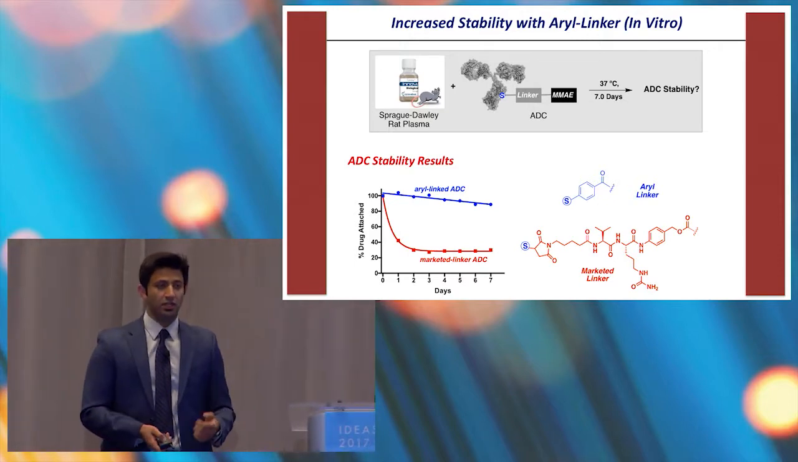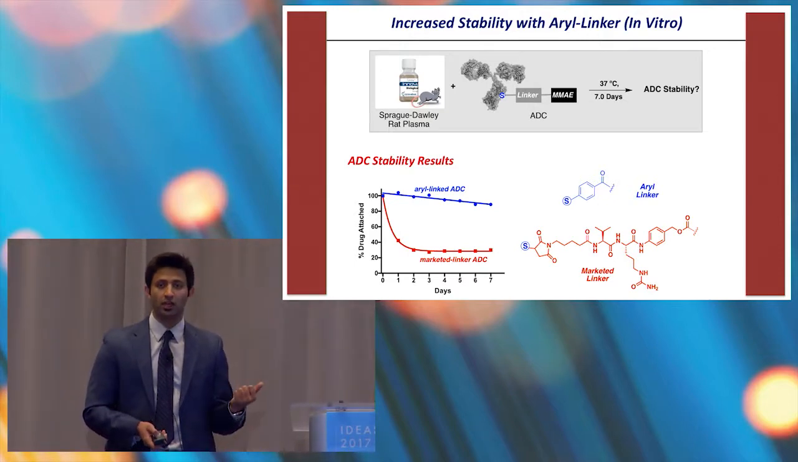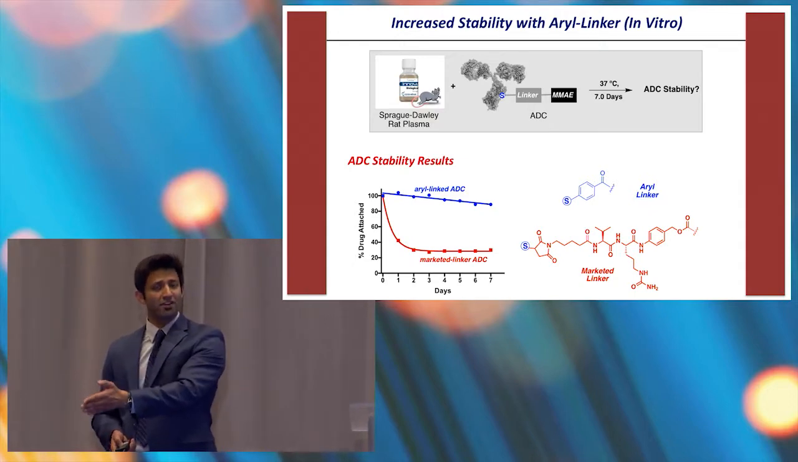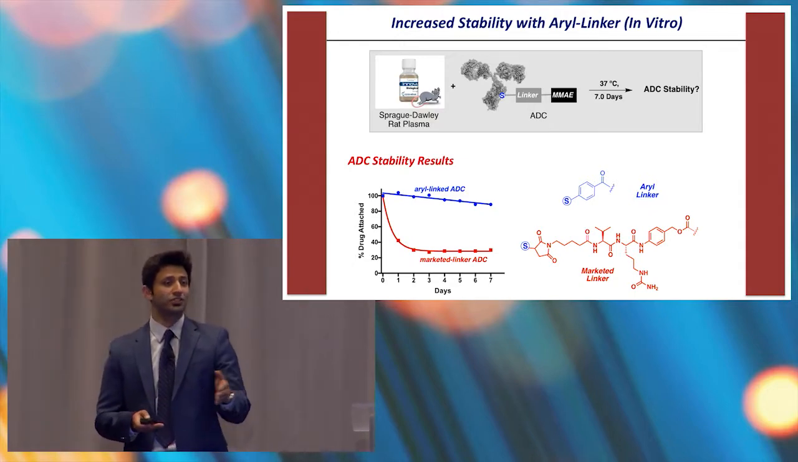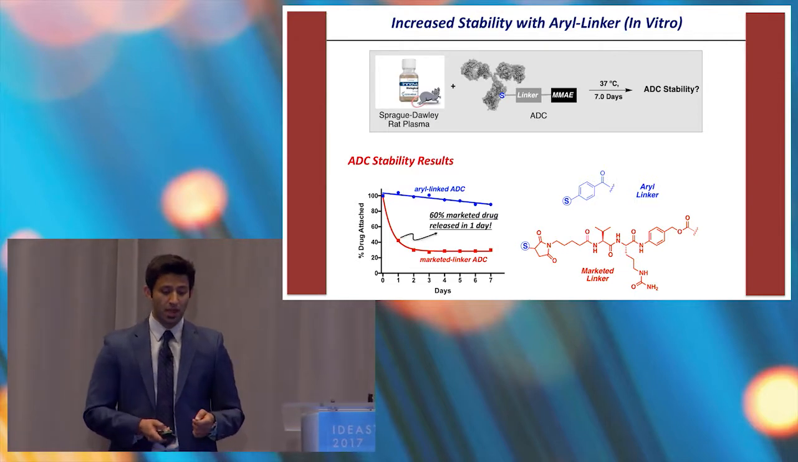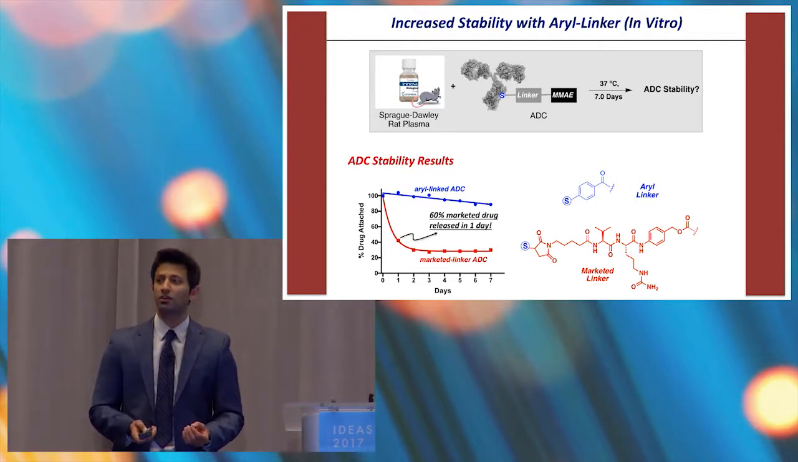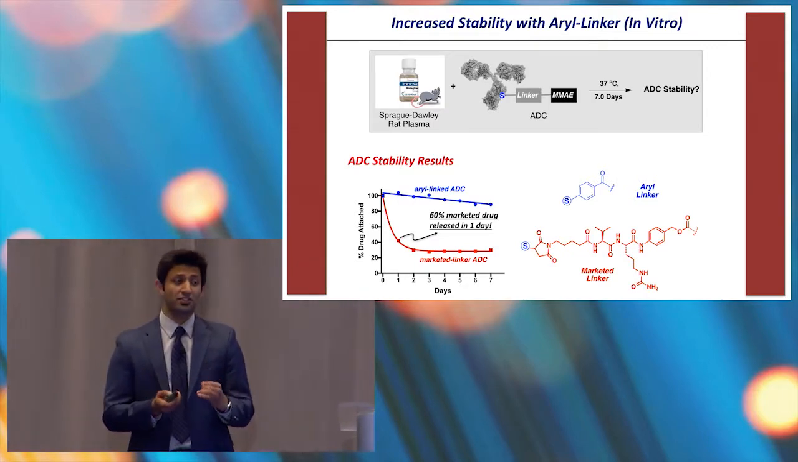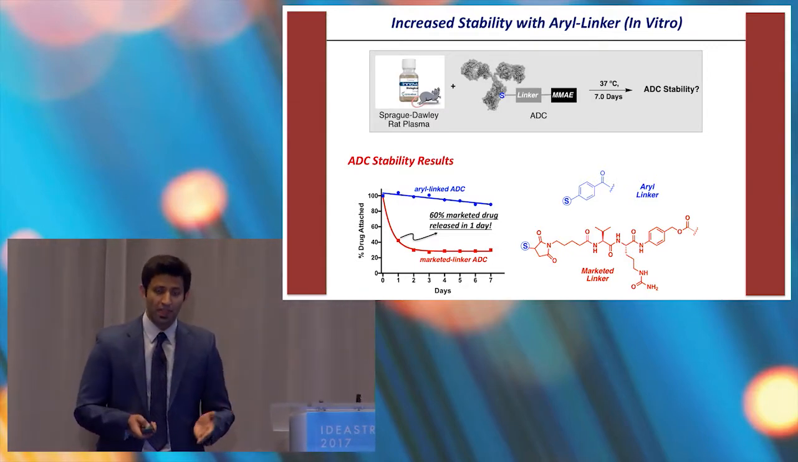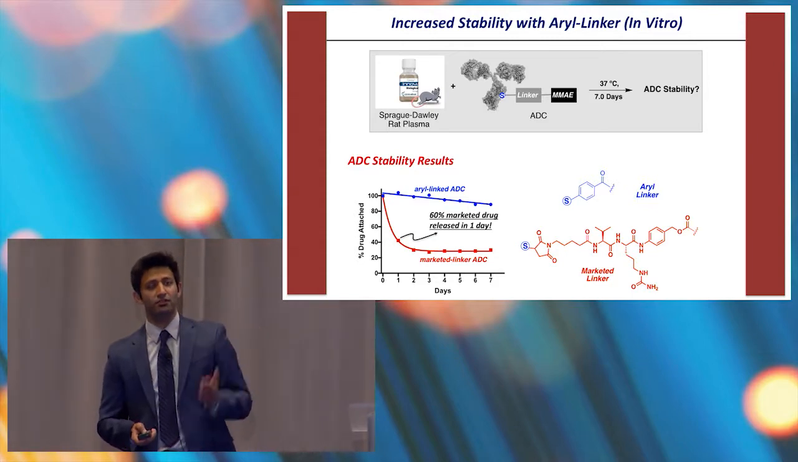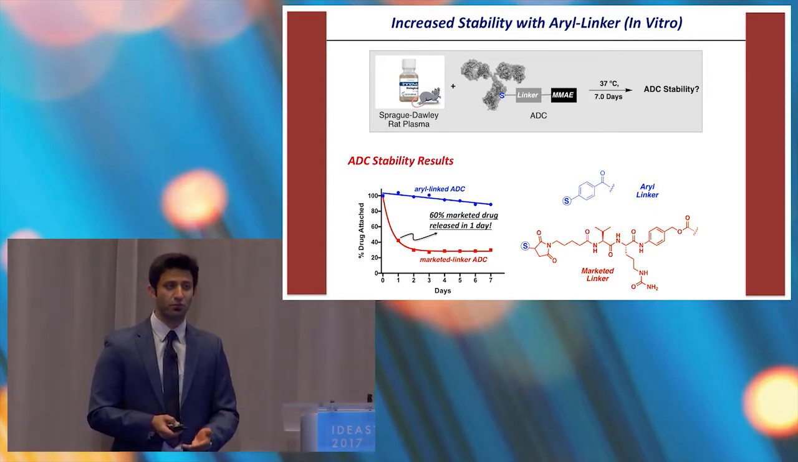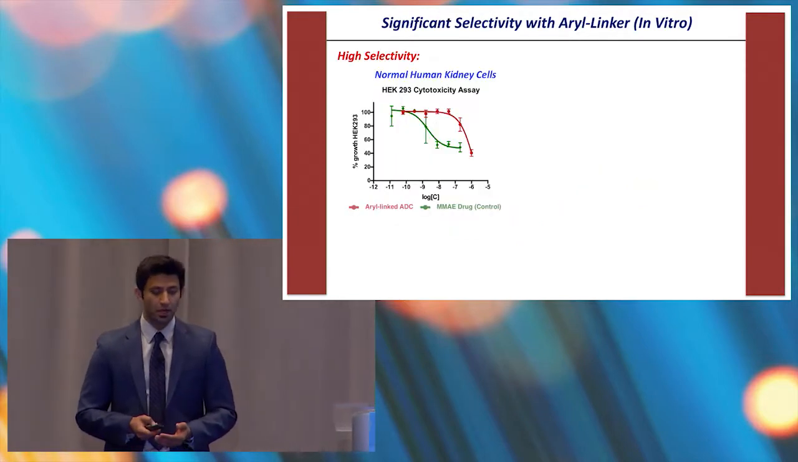As you can see, on the top is the blue line, where there's greater than 95% of the drug intact over 7 days. However, at the bottom, I show 60% of the drug has been released in the blood. What does that mean? That's significant. That's important. And so that's the kind of stuff we wanted to show initially, that our linker does have some relevance to this kind of problem.